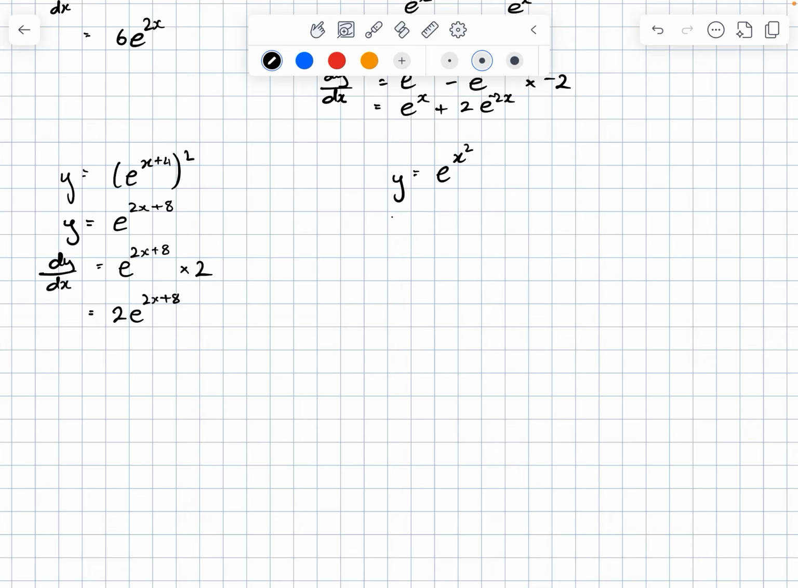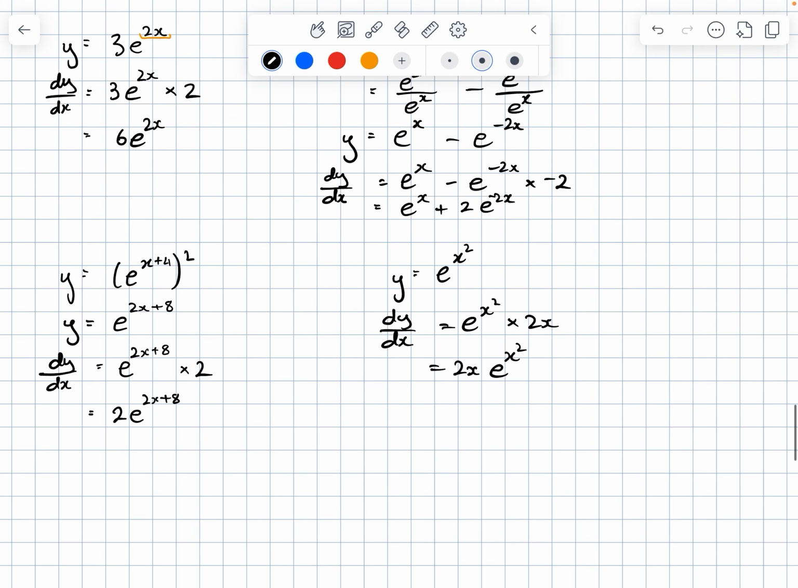And finally, rewrite the e to the power of x squared, and times by the derivative of the power times by 2x to get 2x e to the power of x squared.